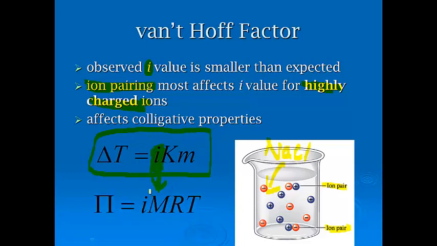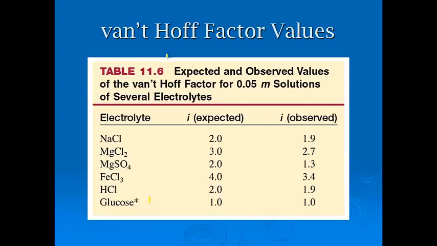Okay, so again, here's your freezing point and boiling point equation. Here's your osmotic pressure. Now, just to show you what we mean, sodium chloride we would expect to split up into sodium and chloride, so essentially 2.0 particles. The observed is 1.9, so it's slightly smaller. Magnesium chloride we would expect to split up into magnesium, which has a 2 plus, as well as 2 chlorides. So that's where we get the 3 from. The observed is actually 2.7.